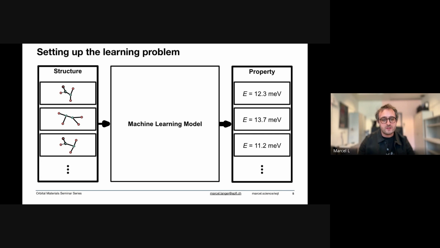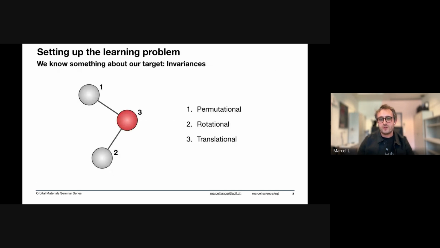The interesting thing about this modeling problem is that it is not completely generic. It's not completely without structure. And in particular, we know something about the target that we're trying to fit. We know that it has certain symmetries or invariances with respect to certain transformations. In the case of the potential energy, this is permutational, rotational, and translational symmetry. So permutational symmetry simply means that if we change the order in which we write down the atoms in our system, the energy doesn't change because this is essentially just arbitrary labeling.